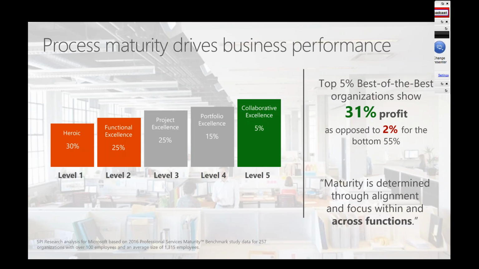Basically, SPI research has found that the top 5%, that collaborative excellence group, the best of the best organizations in this realm, show 31% profit as opposed to a loss of 2% that typically happens for that bottom 55% in levels 1 and 2. And maturity is really determined through the alignment and focus within and across functions across the whole organization: a really integrated system along with an integrated, well-oiled process.